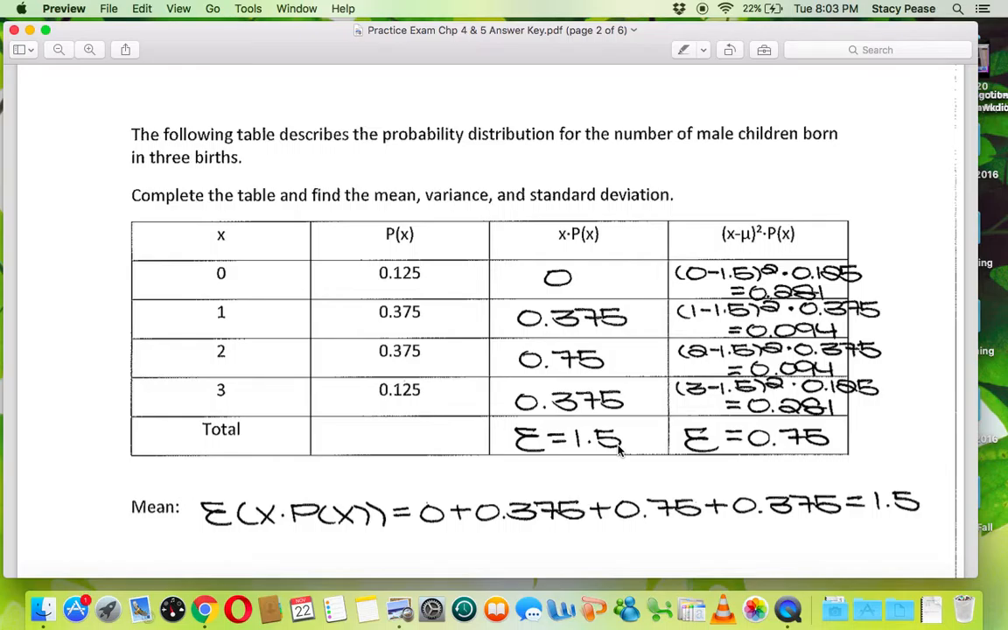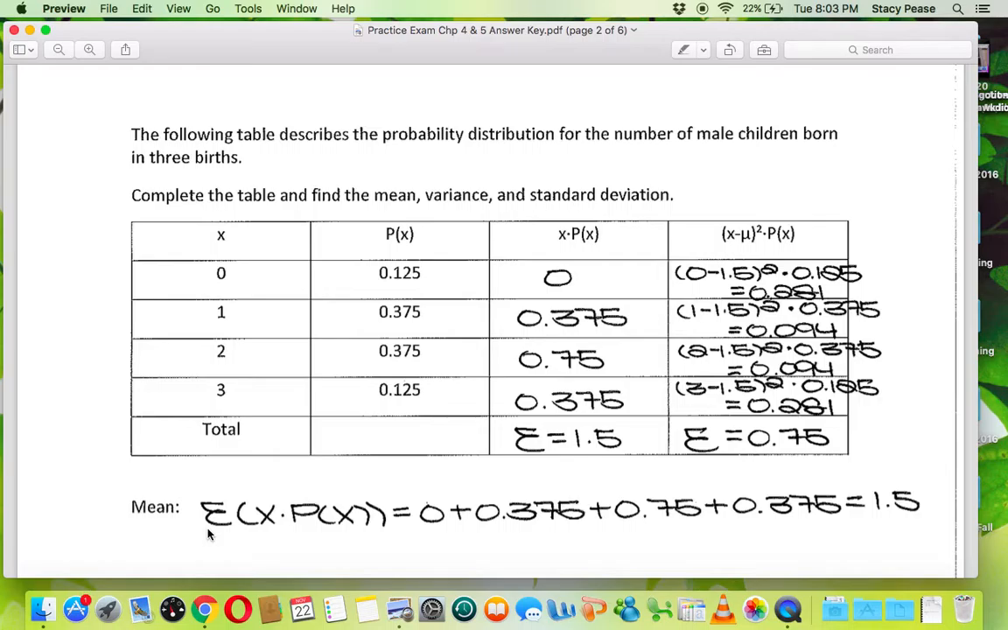All right, so now I want to move on to the next column. This column is asking me to take each x, subtract from it the mean that we calculated, and we'll go back and figure out what our mean was momentarily. And then we're going to square that and then multiply it by our probability of x. So this sum that we actually did here, this x times the probability of x, and getting a total of 1.5, is actually how we calculate our mean.